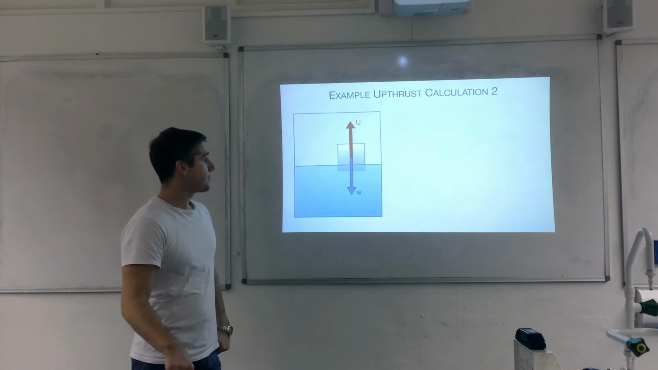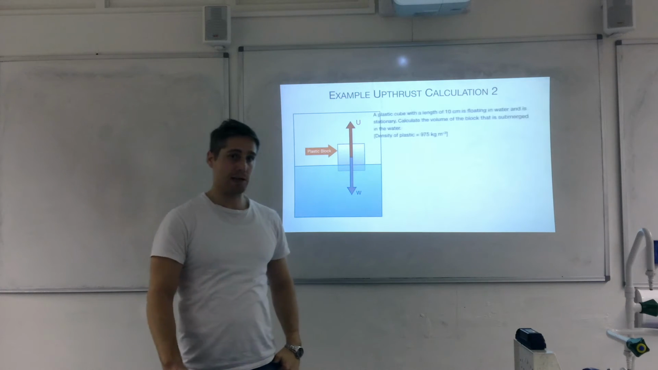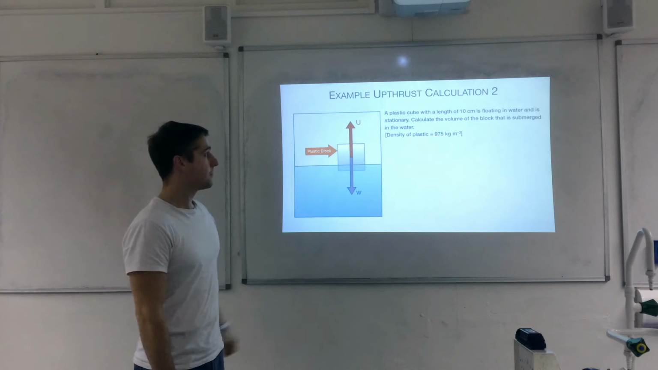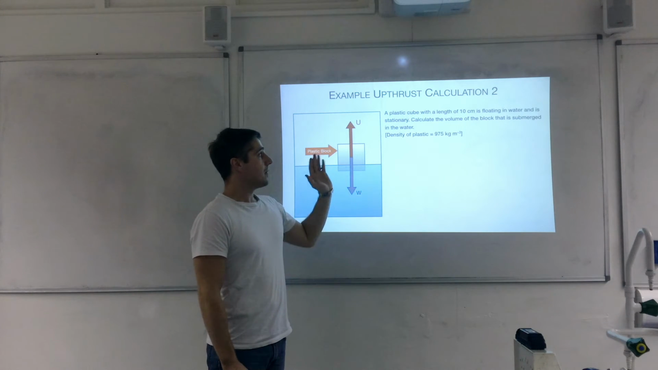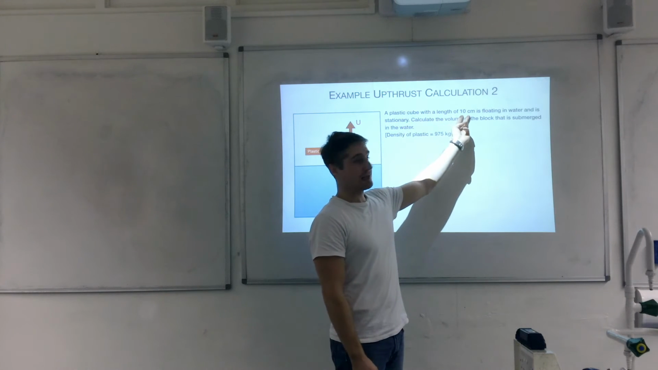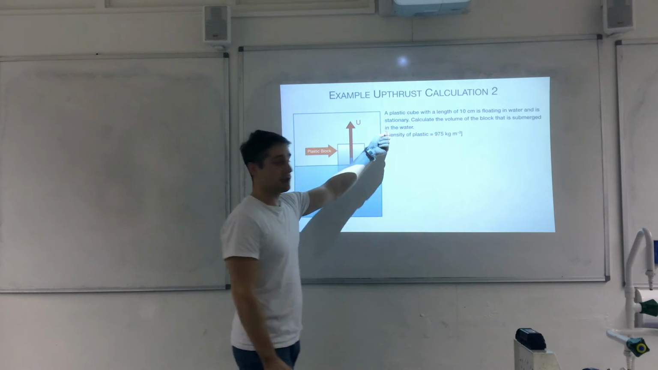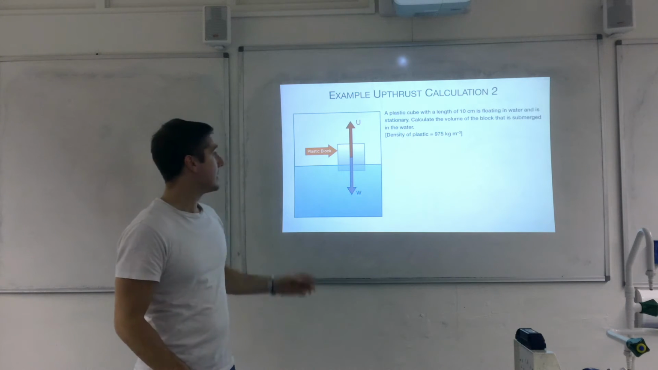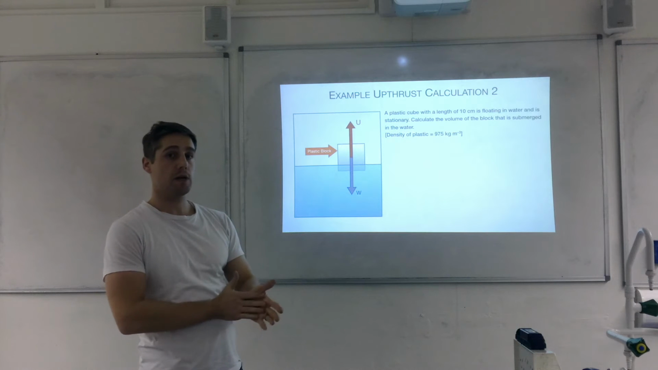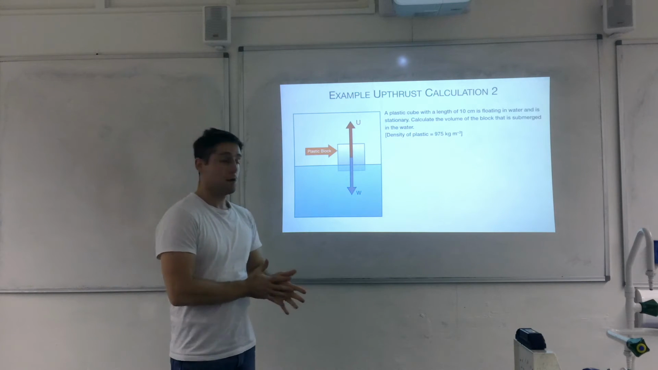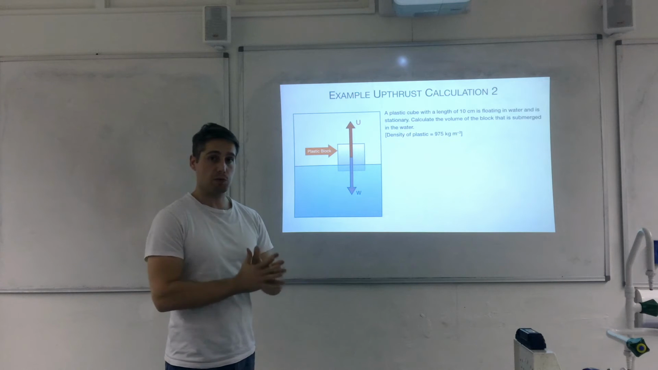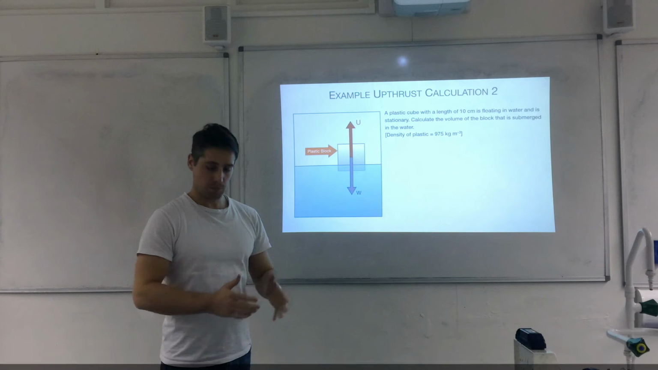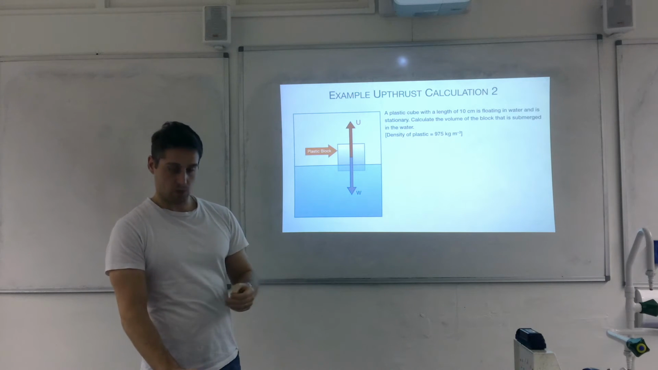Second calculation. Now I have a plastic cube which is floating on the surface of water. The length of the cube is 10 centimetres, floating in water, it's stationary, calculate the volume of the block that is submerged in the water. The density of this plastic is 975 kilograms per cubic metre. So you could have a go at solving this problem now if you wanted to pause the video and have a go at solving it with that information, and I'll tell you the solution in a moment.